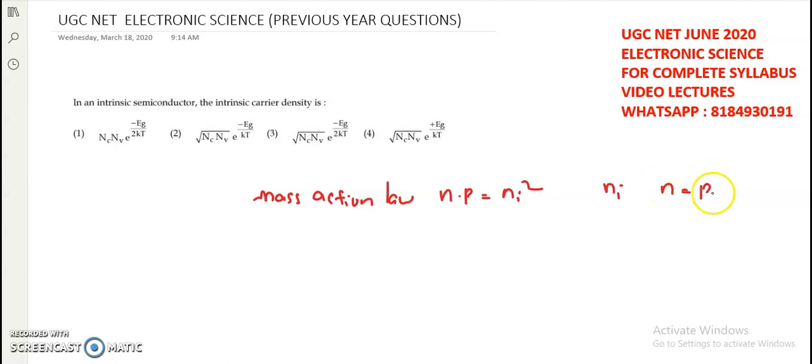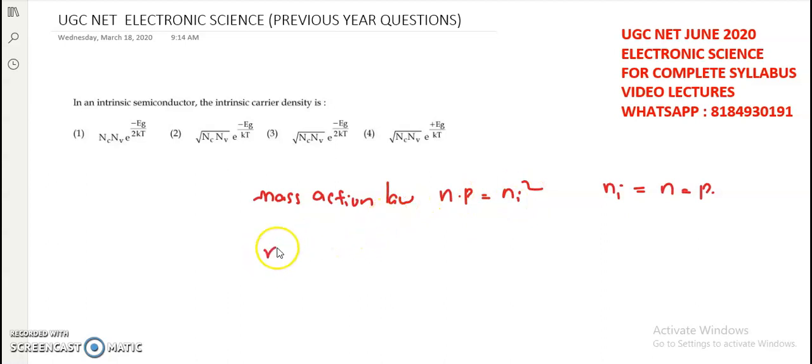So before going into these options, first we have to know that as per the mass action law, as I already explained in the previous lecture, the product of the number of electrons and the number of holes in an intrinsic or extrinsic semiconductor is equal to Ni square, where Ni represents the intrinsic concentration. If you take an intrinsic semiconductor, then the number of electrons is equal to the number of holes, which is equal to the intrinsic concentration. So N into P is Ni into Ni, that is Ni square.